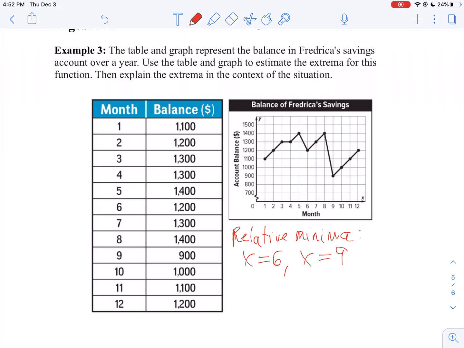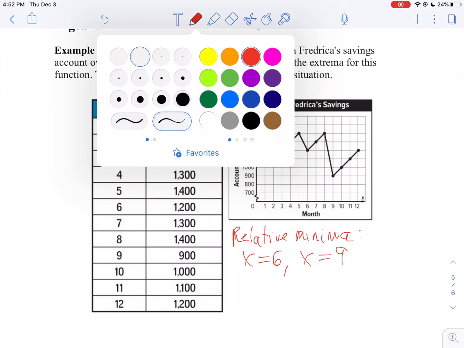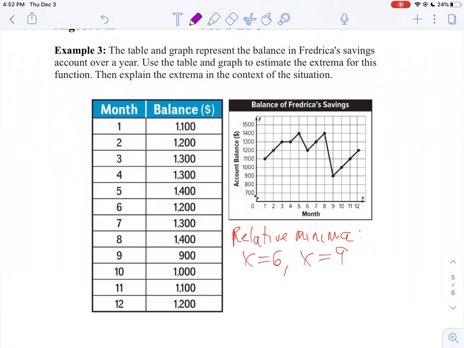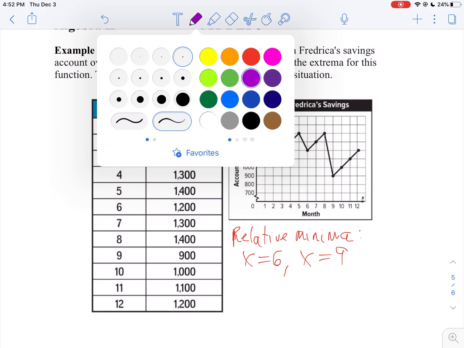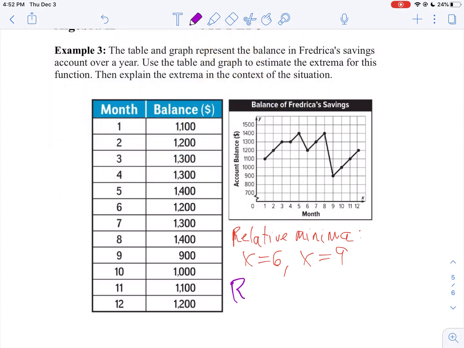And then let me switch colors here. I don't like that red. And let's do the maximum now. So the relative maximum. Well, I'm looking at the point where it's the highest. Well, that would be right here when x equals 5. So it'd be like May then.